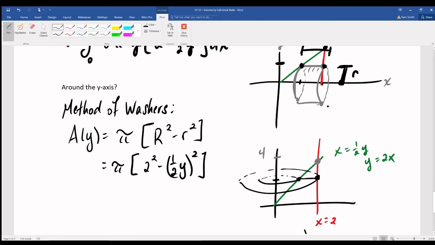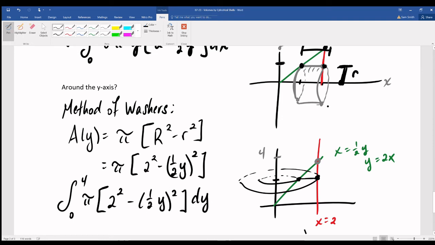And then we can find the total volume by integrating from the smallest y to the largest y of pi times big radius squared minus little radius squared, as y goes from 0 to 4. That would be method of washers for this region.